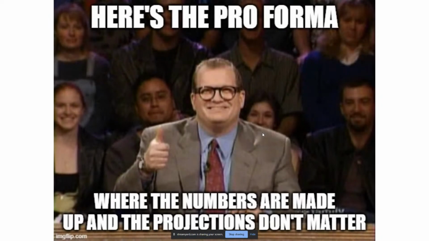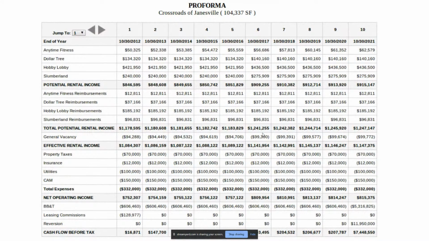So maybe I'm dating myself a little bit here, but I used to love this show. So here's the pro forma, where numbers are made up, the projections don't matter, right? So basically, take every pro forma, crumple it up, and throw it to the side. I say that sort of in jest, but I'm also kind of serious, because what they are is a guess.